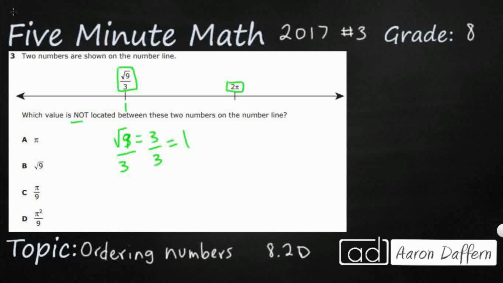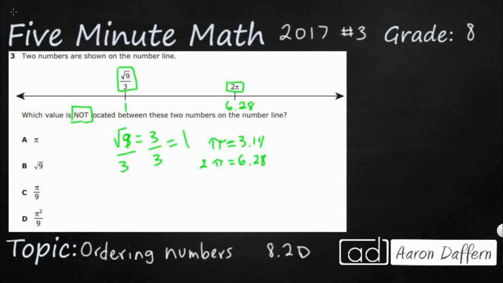Remember, pi is approximately 3.14 when we're using it by ourselves. So if I were to double that, 2 pi would be approximately 6.28. It gets a little bit more detailed than that, because remember, pi is an irrational number. It never stops. But for our purposes here, 6.28. All right, so we're looking for a number that is not located between 1 and 6.28.